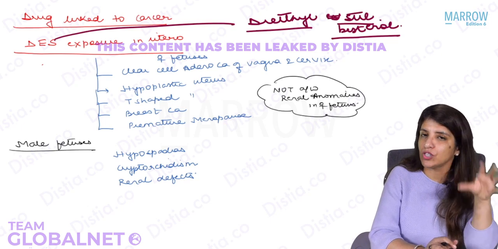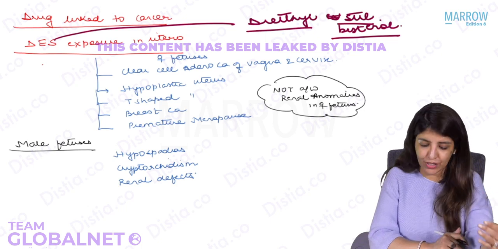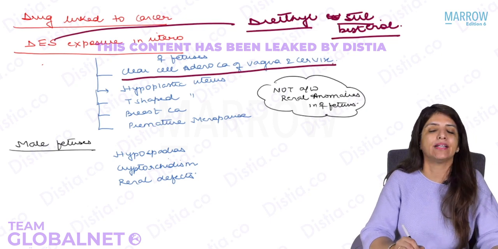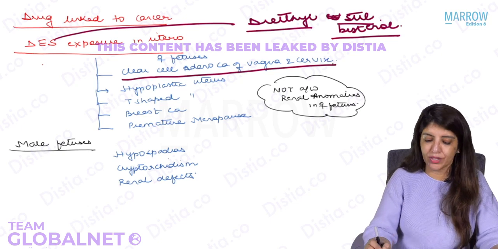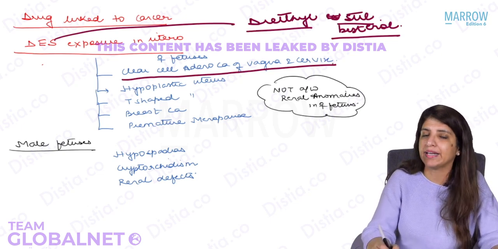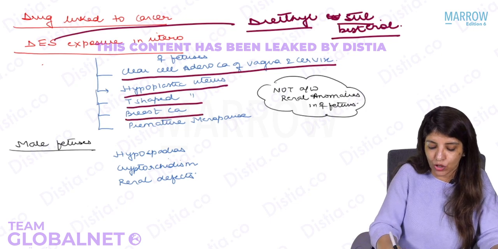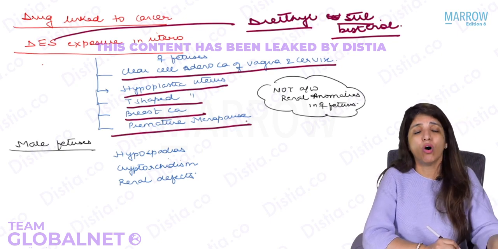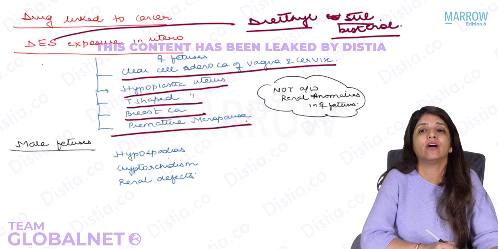And it was seen that if this estrogen is used during pregnancy, then if the mother is carrying a female fetus, it leads to clear cell adenocarcinoma of the vagina and clear cell adenocarcinoma of the cervix also. It can lead to hypoplastic uterus. It can lead to T-shaped uterus. It can lead to breast cancer, and it can lead to premature menopause. Right? So all these things could happen if diethylstilbestrol exposure happened in utero in a female fetus.